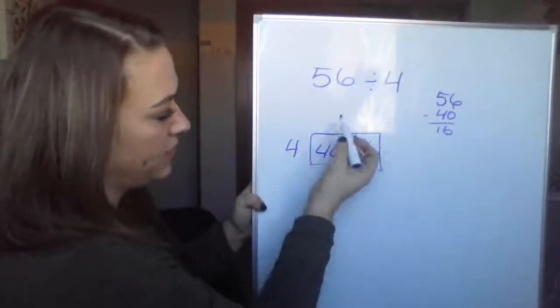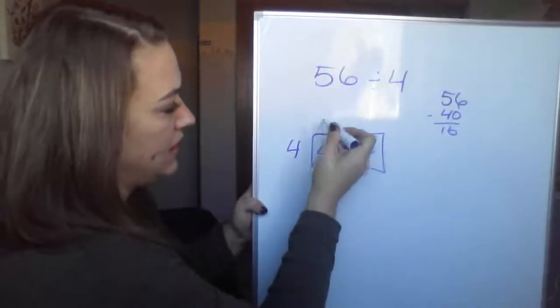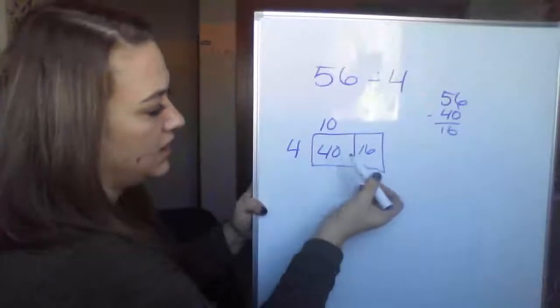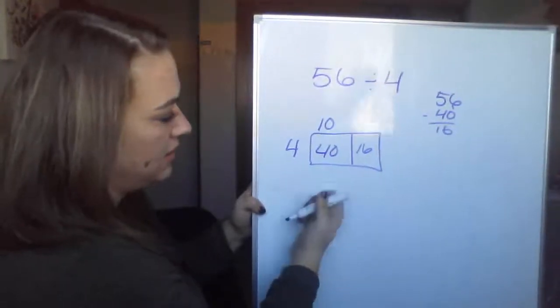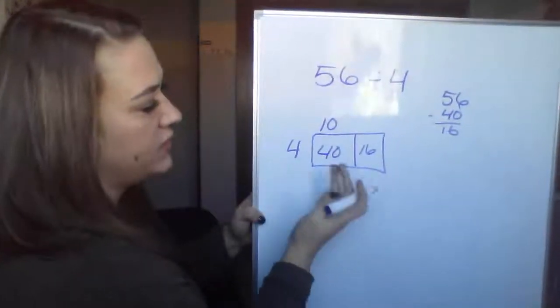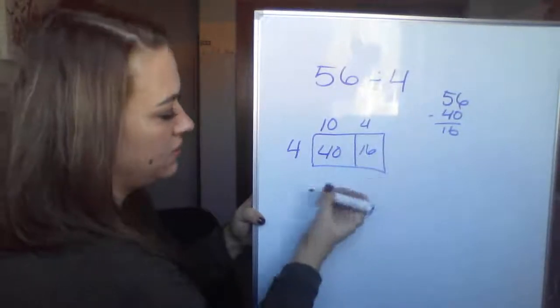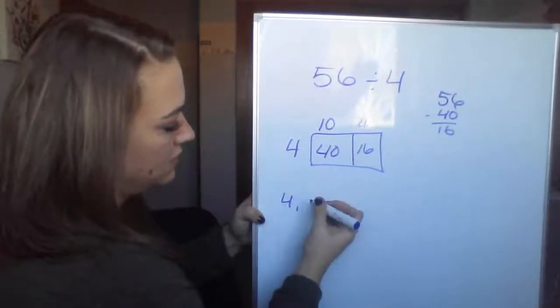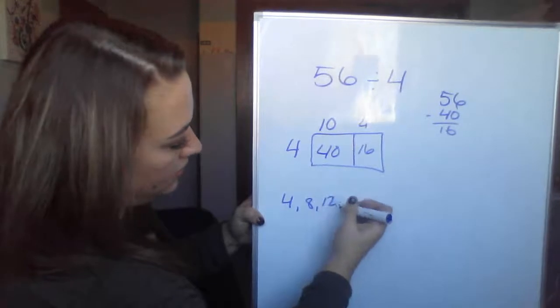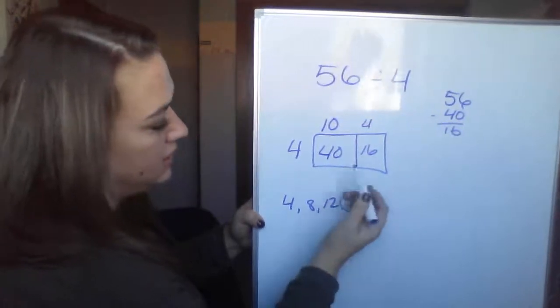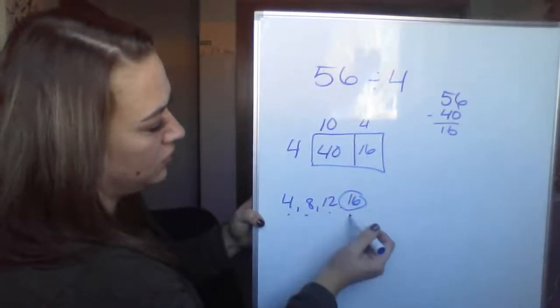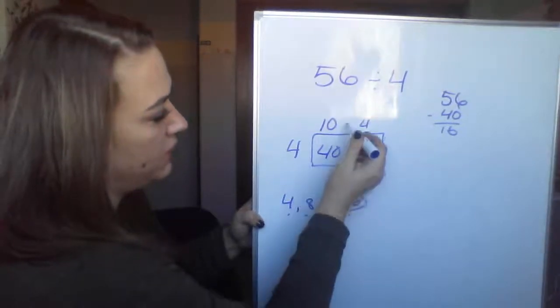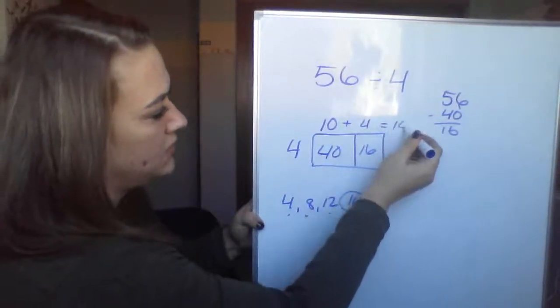So 4 times what gets me 40? 4 times 10. 4 times what gets me 16? You should know that 4 times 4 is 16, but if you don't, you could skip count. So 4, 8, 12, 16. That's 1, 2, 3, 4 groups. So 56 divided by 4 equals 14.